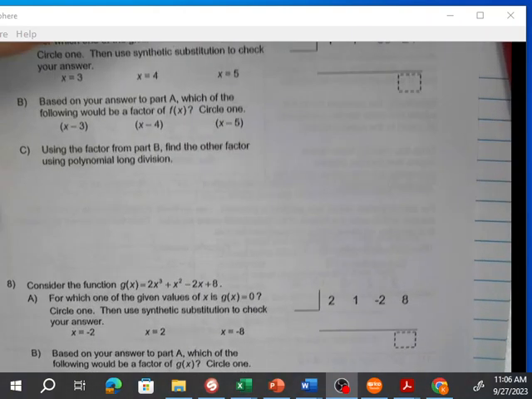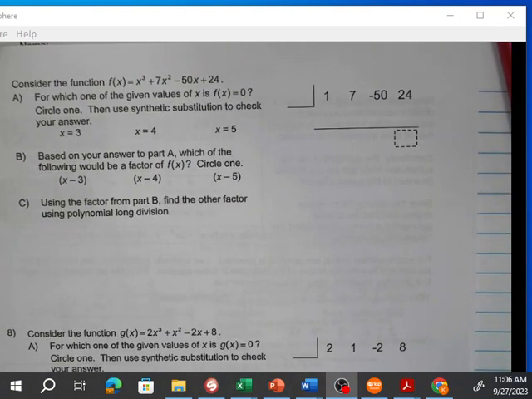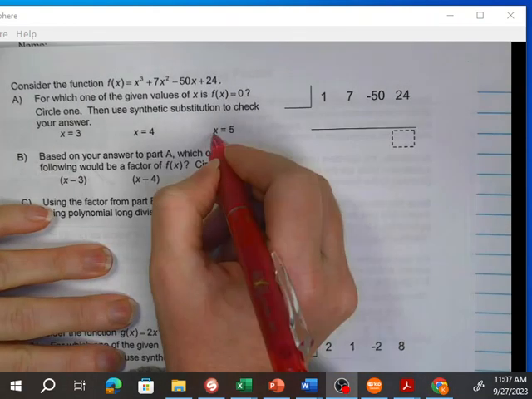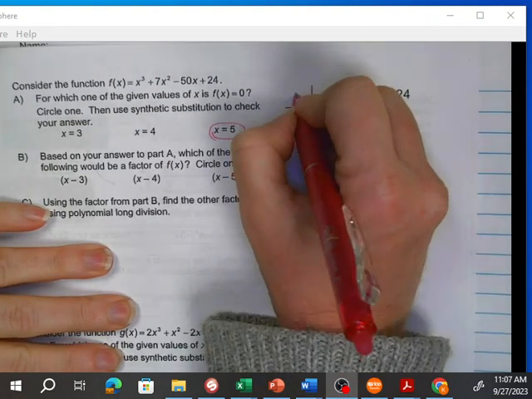Okay. So now we get to go back and remember last week we did synthetic substitution. Now we're going to use synthetic division instead. We're not using it to substitute, we're using it to divide. They ask us to consider this function, x cubed plus 7x squared minus 50x plus 24, and they want us to figure out which one of those would give a remainder of 0. It just says circle one. Let's just pick one. Which one do you think would give us a solution of 0? x equals 5? Sure. Okay, so let's put 5 in the box and let's try it.